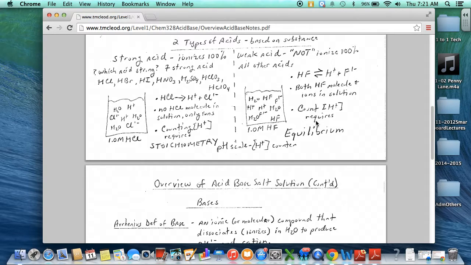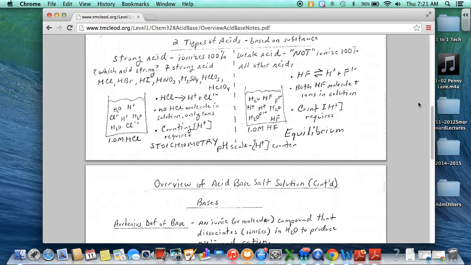And why do we care about the concentration of H plus? Because we have a scale to keep track of H plus concentrations. It's called the pH scale. And that's all a pH scale does, it's an H plus counter. That's it. Now, that's an acid.